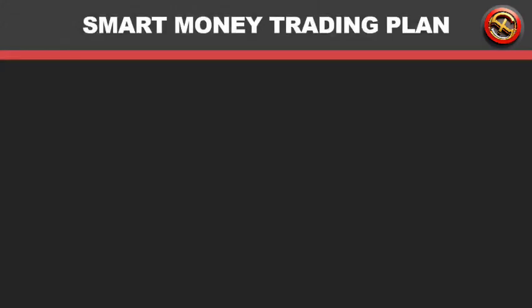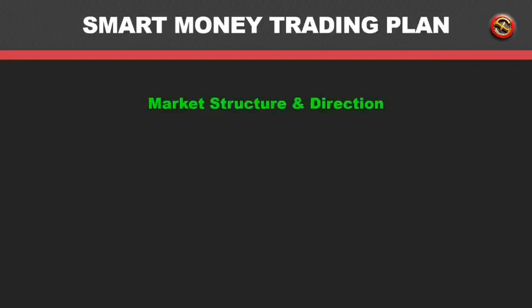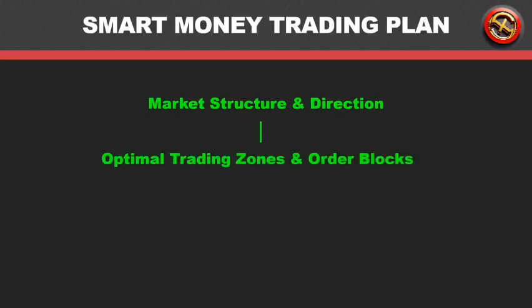Now, a few key concepts in the smart money trading plan require practicing on the chart before grasping the trading strategy I'm about to share. First, we have market structure and direction. This involves determining the key levels of the chart's structure and identifying bullish, bearish, and directionless markets. Next, we have optimal trading zones and order blocks. These areas on the chart can potentially provide us with high probability trade opportunities.